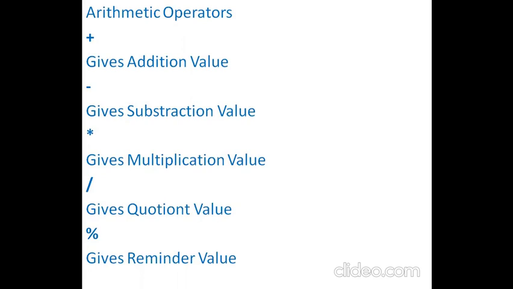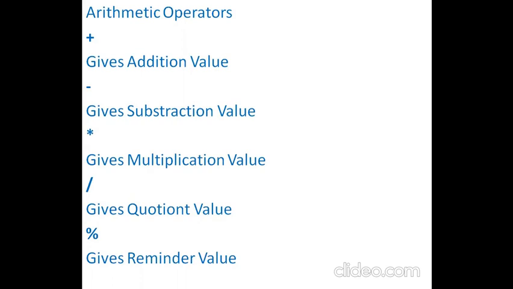So these five types of operators we use in C as arithmetic operators. In mathematics we have plus, minus, into, and division only, but in C we have one more, called the modulus operator, whose symbol is the percentage symbol, but it gives the remainder value.